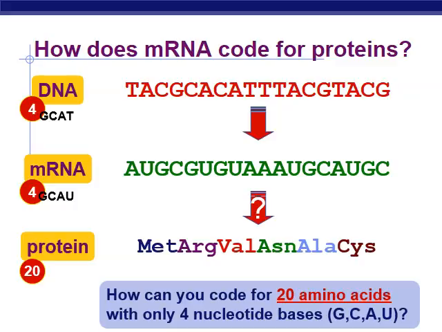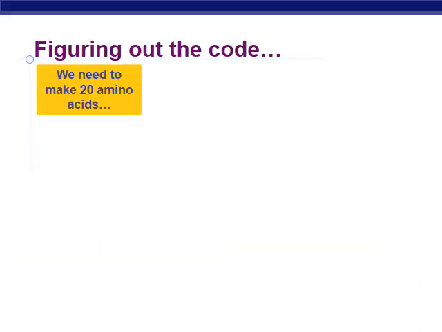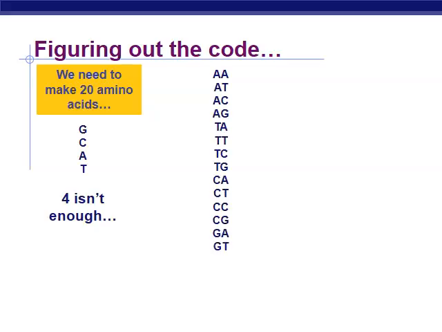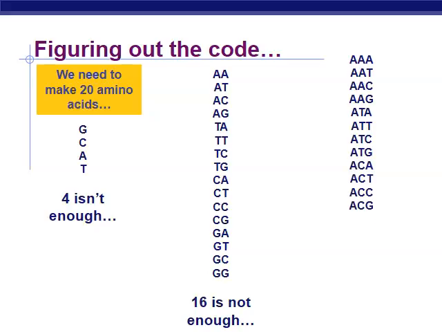So how can you code for 20 amino acids with only 4 bases, G, C, A, and U? A one-to-one relationship isn't going to be enough. 2 will only get us to 16, and that's obviously not enough. We need to get at least to 20. And so if we have combinations of 3 letters together, we can make a code that has more than enough for our 20 amino acids.